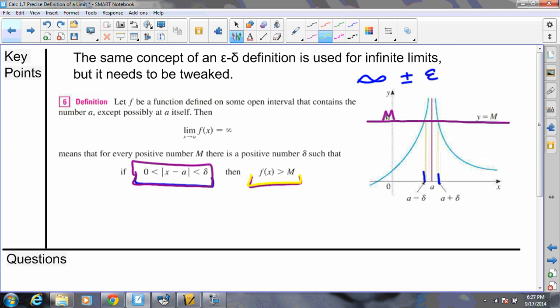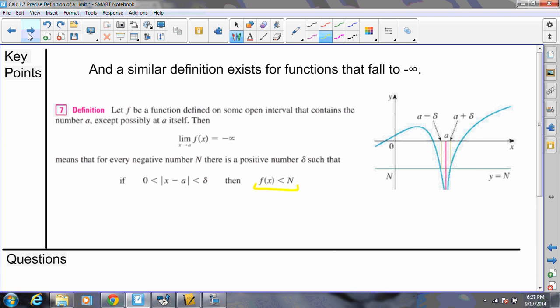A similar process would actually work if we had a graph that was falling down to negative infinity, like 1 over negative x to the fourth, or 1 over negative x squared. If we had graphs like this that fall downward toward negative infinity, instead of saying they must be higher than some positive number m, they have to go lower than some number, and we just change the letter to be n just because we'd like to use a different letter. But the ideas and the concepts are still the same.